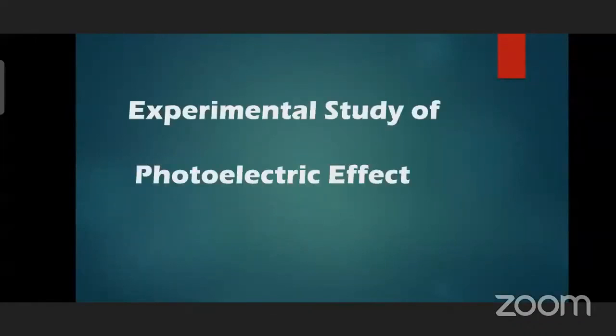Hello everyone. A very good afternoon to all. I am Komal Pusatkar from BSc third year, Shri Shivaji Science College, Amravati. The experiment that I will be demonstrating today is the experimental study of the photoelectric effect.